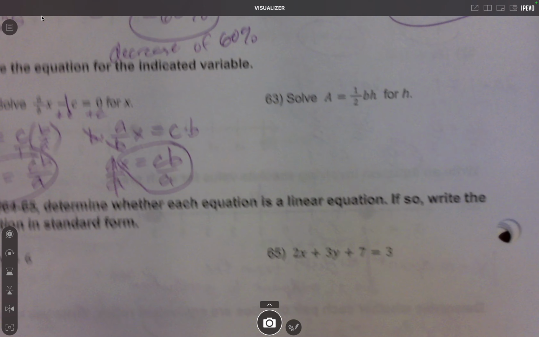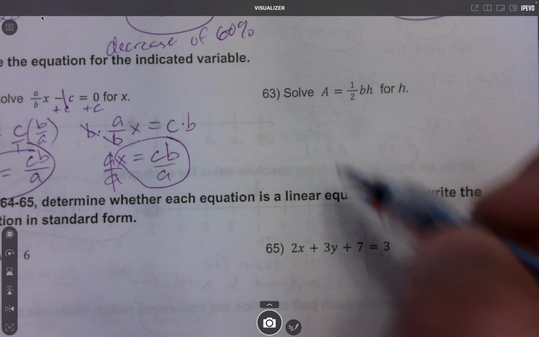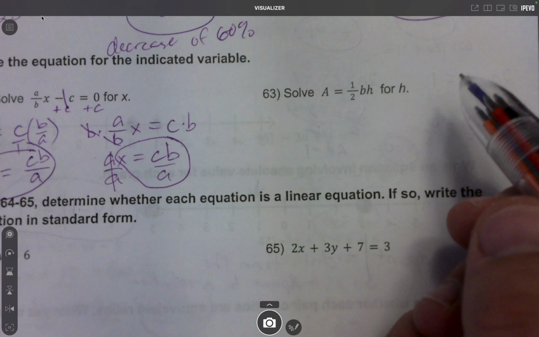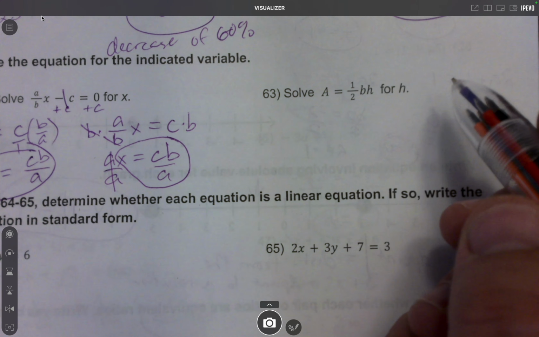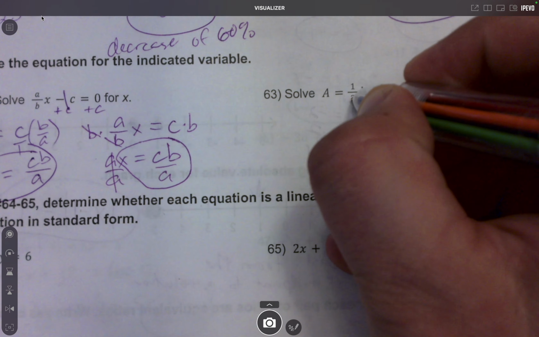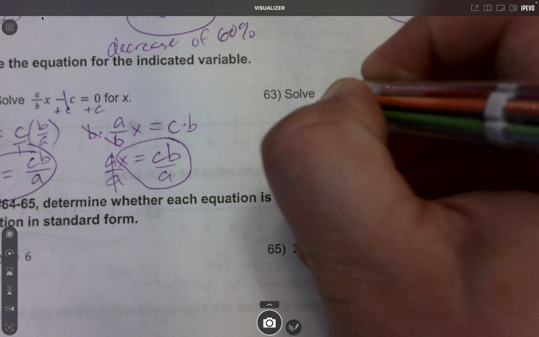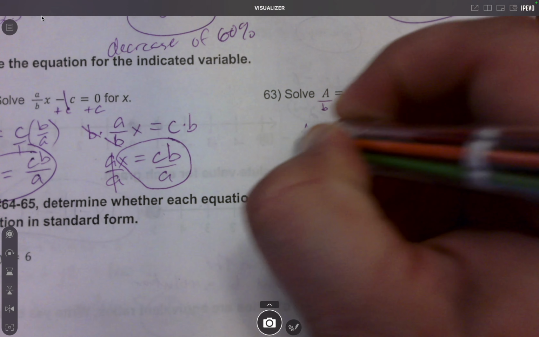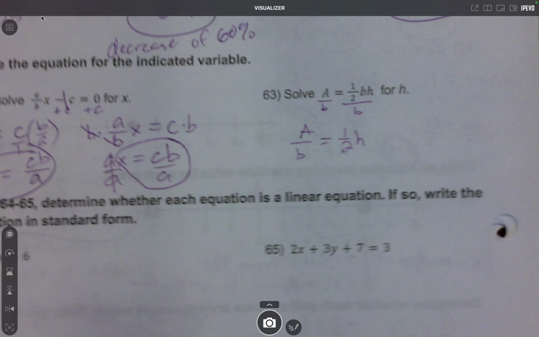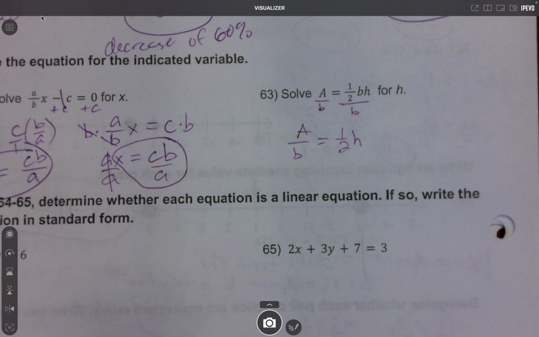63, we want to get h by itself. 1/2 and b are both real close to it. They both need to be moved, so it doesn't really matter which order you do it in. So I'll just start by dividing both sides by b. So I get a over b equals 1/2 h. And you can say we'll divide both sides by 1/2.